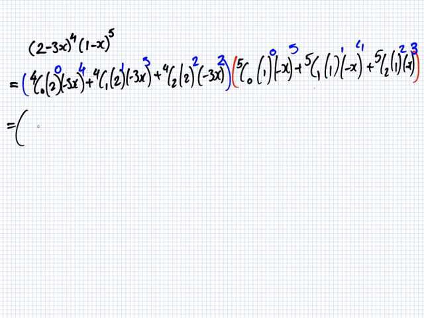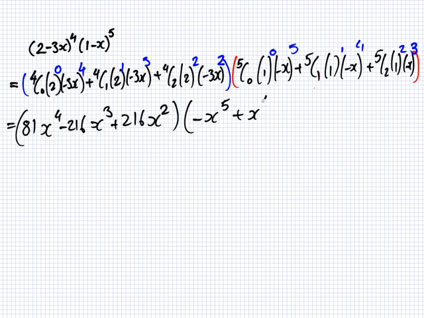So this will be 81x^4, 27 times 2 is 54, 216, with a minus 216x cubed. Then 9 times 4 is 36, and 4C2 is 6, so 6 times 36 is 216, with a plus 216x squared. And here, that'll be minus 1, so minus x^5, plus, no sorry, plus 5x^4, minus 10x^3.